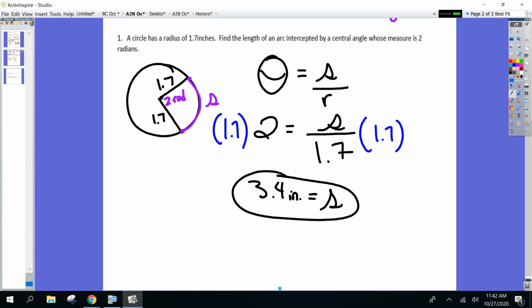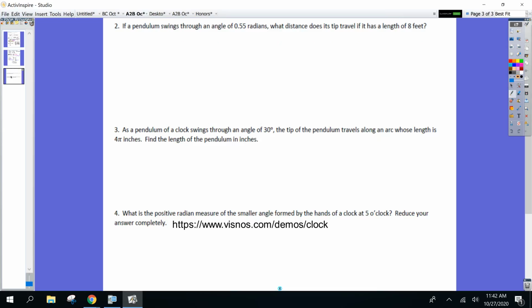Guys, there are 3 pieces to that formula, right? Your angle, your arc length, and your radius. I will always give 2 of those pieces to you. You're on the hook for the last piece. Any issues? All right, we're almost done, and then you guys can get started on the Delta Math.